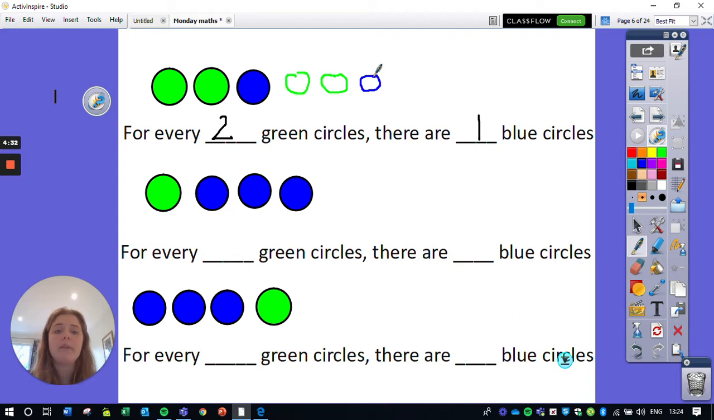I could also do it the other way around. Every time I draw 1 blue, I have to stop and I have to draw 2 green ones. Oops, that's not green. So each time you're making sure the relationship between the green and the blue remains the same. Let's have a look at the ratio for the next 2 then.